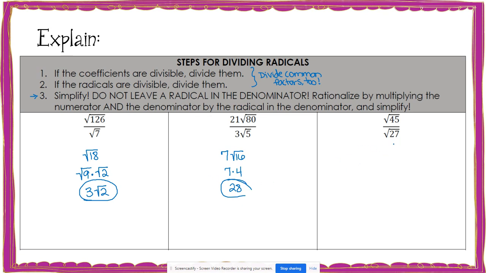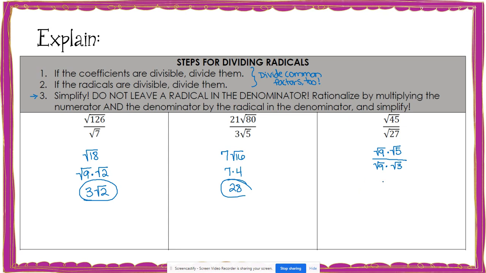For the square root of 45 divided by the square root of 27, we know that 45 is not divisible by 27. So what I'm going to do instead is think about some common factors between 45 and 27. Well, the greatest common factor for 45 and 27 is 9. So let's rewrite both of these using radicals of 9. The square root of 45 can be rewritten as the square root of 9 times the square root of 5. The square root of 27 can be rewritten as the square root of 9 times the square root of 3.